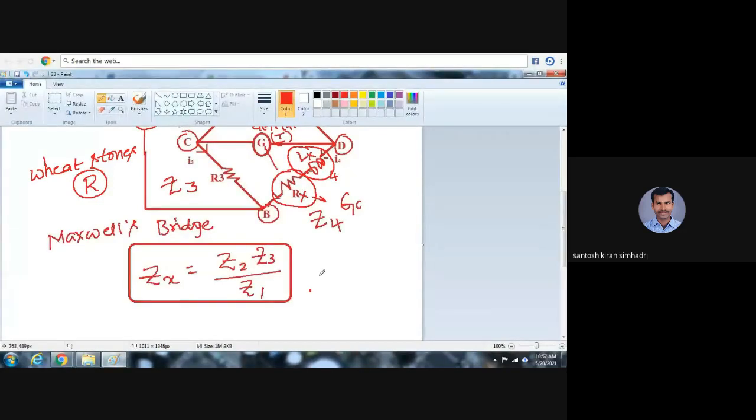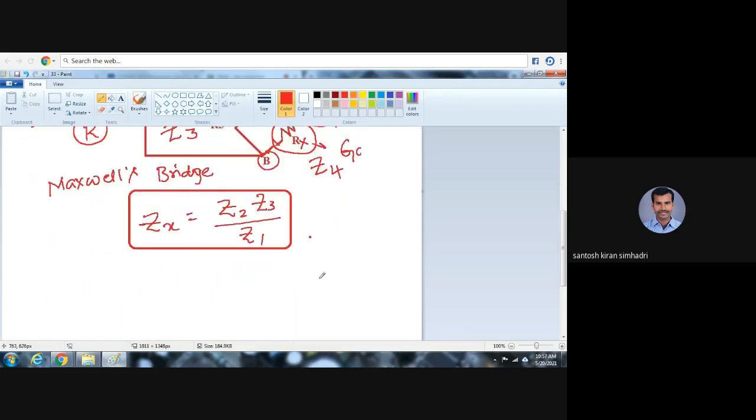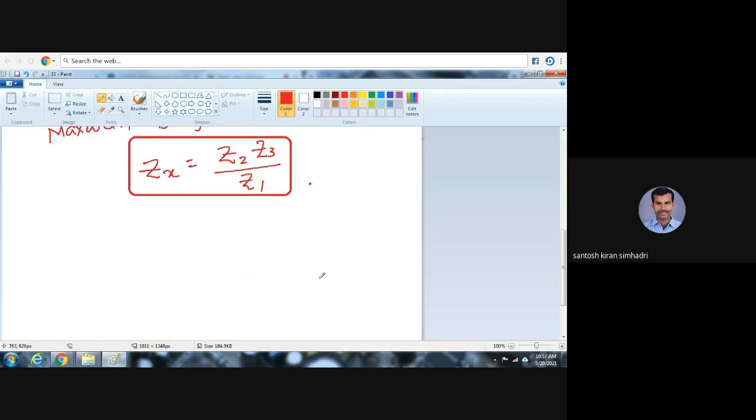Again, I will repeat the main difference between Wheatstone bridge and Maxwell's bridge. The Wheatstone bridge is used exclusively to measure accurate resistance. Maxwell's bridge is used to measure an unknown inductance and resistance in arm 4. Anyway, I will discuss one by one.